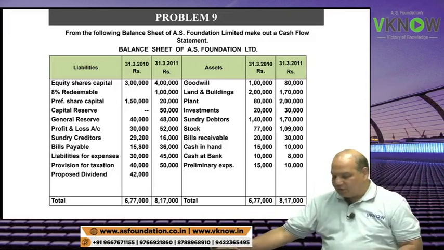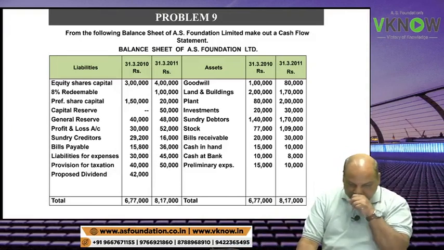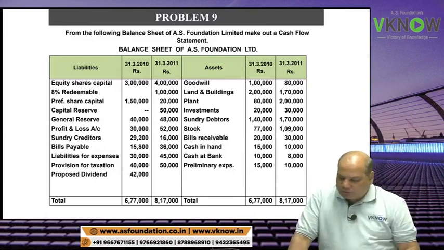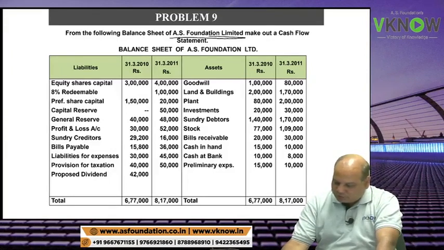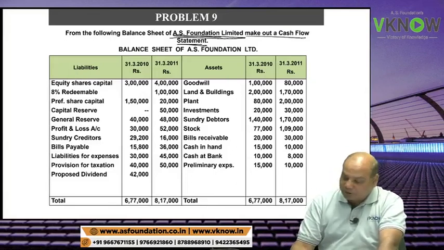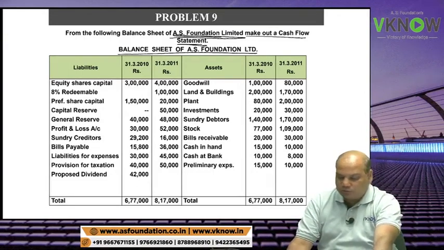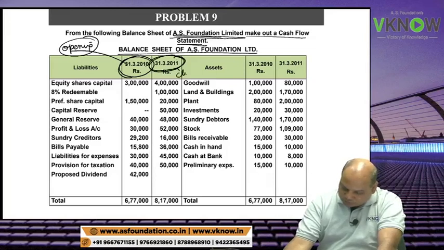Now we'll take a little advanced version of the previous question. From the following balance sheet of AS Foundation Limited. Oh, wonderful. Your company, AS Foundation Limited. Prepare cash flow statement. Balance sheet is given to you. Two balance sheets are given to you. This you write opening balance sheet, and this you write closing balance sheet, opening, closing.